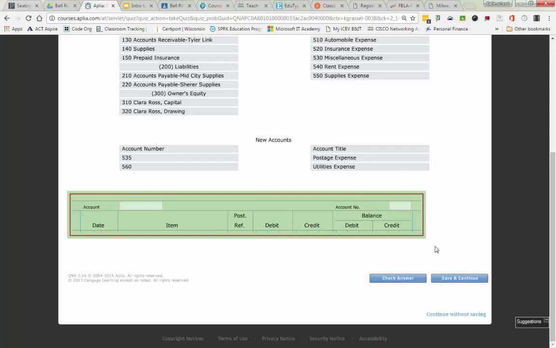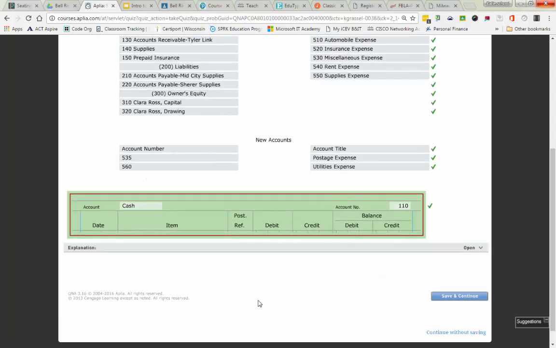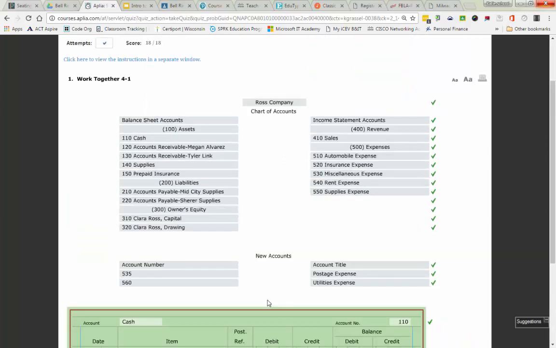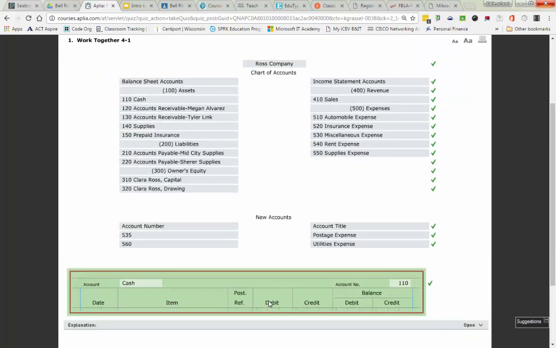So I do believe that we had to open the account cash. Is that right? Yep, open cash. In order to do that, under the account title right here, I'm going to fill in the account heading of cash, and then my account number, which is 110. Go through, check that answer. Woo-woo! I got it all right. Go ahead and try on your own.